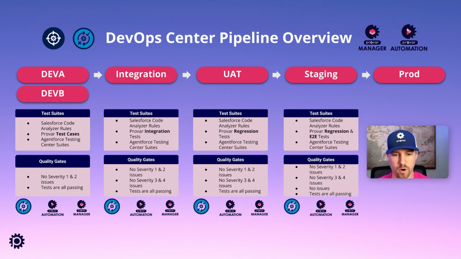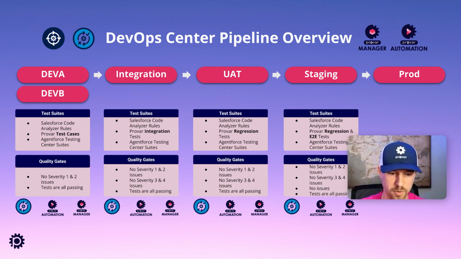And then we have our Provar integration, which is going to be utilizing our managed package, Provar Manager. And then our automation, which is actually going to be running our test cases behind the scenes. So this is an overview of that. Again, we have different levels of quality gates that we're adding as we go along here. We can increase the level of quality gates. We could add different quality gates and different test suites to each stage in this pipeline, and I'll show you what that looks like in DevOps Center in the demo.